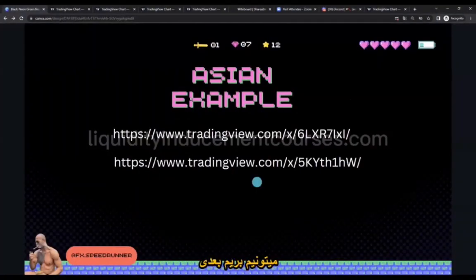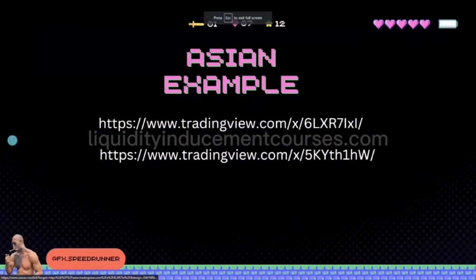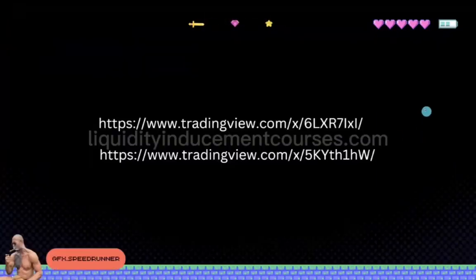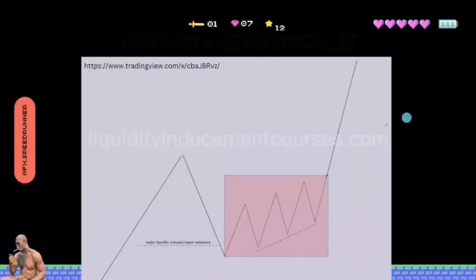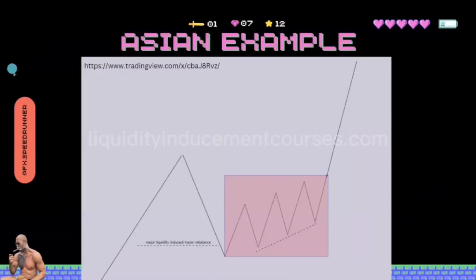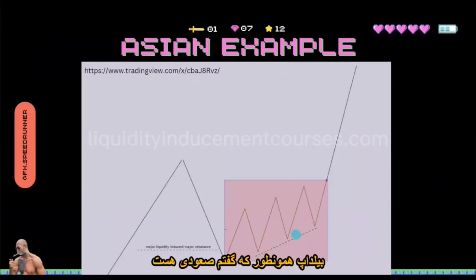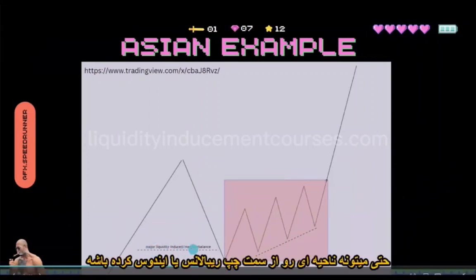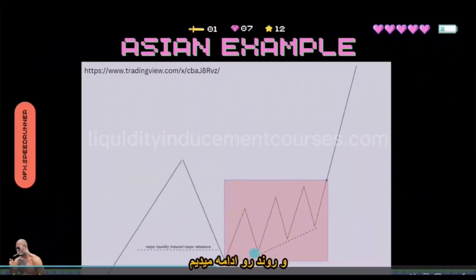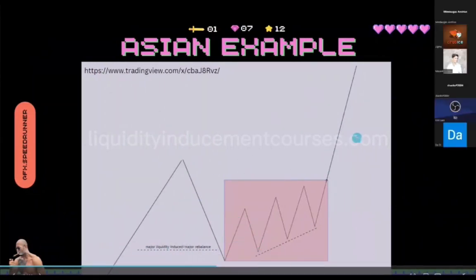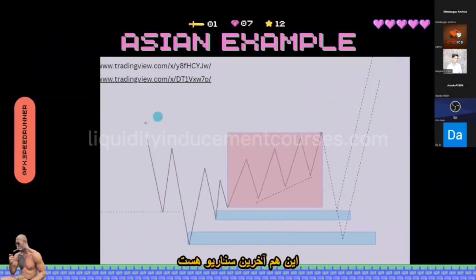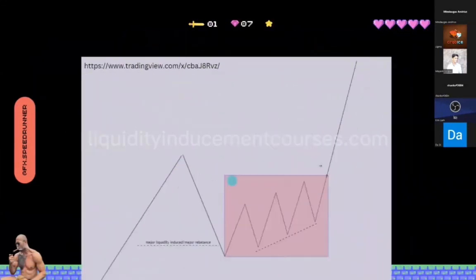We can go to the next one. Asian example. So this can be the second build-up. As I said before, it can be bullish. We can even induce or rebalance some range from the left, and we continue with the trend. And this is the last one.